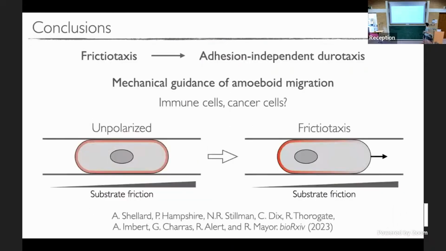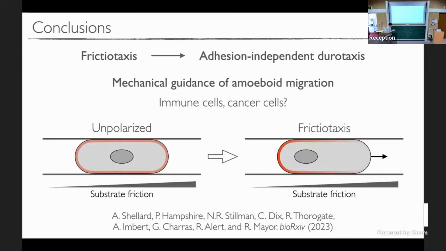And so I just want to conclude by saying that what I showed you is that cells can perform durotaxis even without adhesion, even without this focal adhesion that was supposed to be crucial. We think that what they actually do is frictiotaxis, so that they move toward higher frictions. And I think this could be important because there are many types of cells in the body that move through amoeboid migration without really involving adhesion. This happens in certain types of cancer cells and in the context of the immune system as well. Many types of immune cells do that.